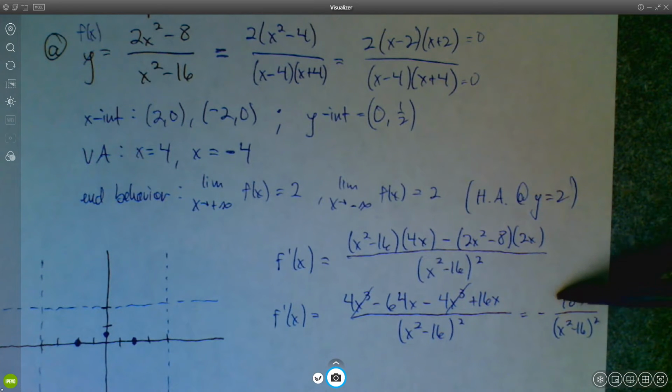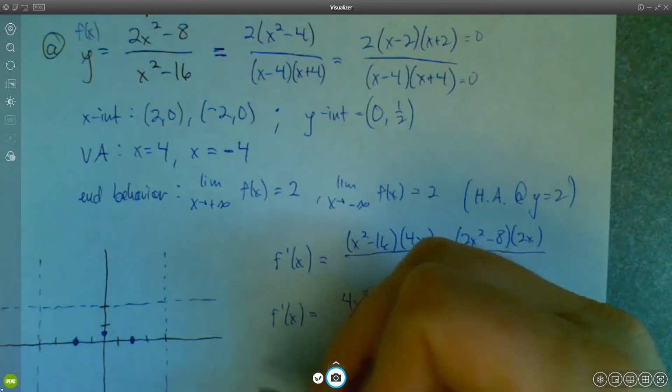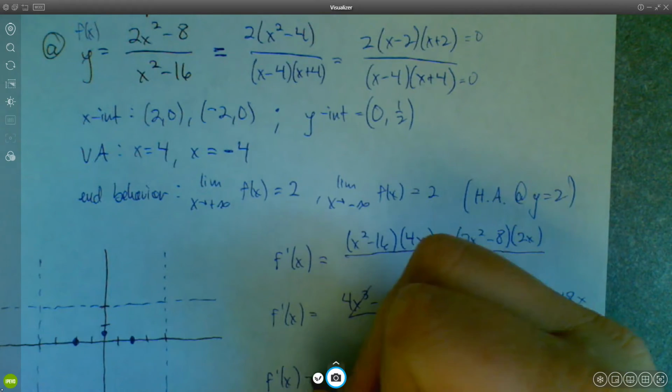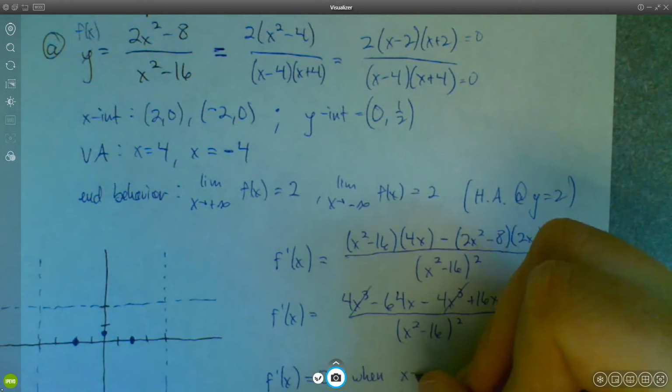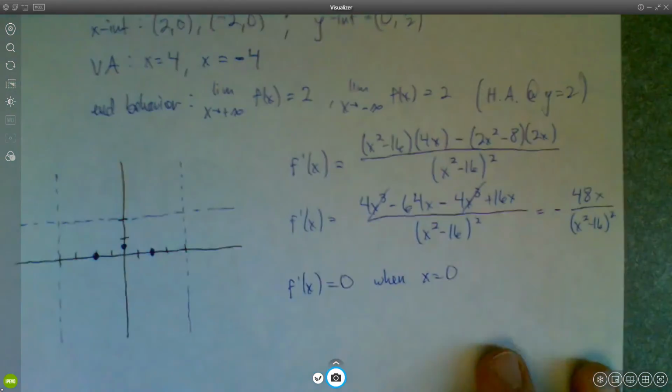But we do get some useful information from the fact that the derivative is 0 whenever x equals 0. If you set the numerator equal to 0 and then solve for x, you're going to get x equals 0. That's the only solution. So we know that at x equals 0, we've got a critical point. So f prime of x equals 0 when x equals 0. So x equals 0 is a critical point.